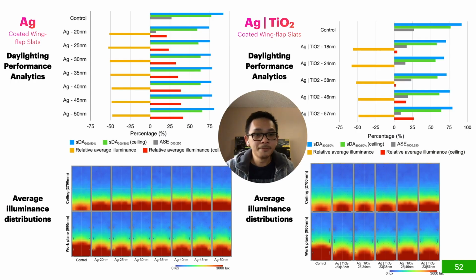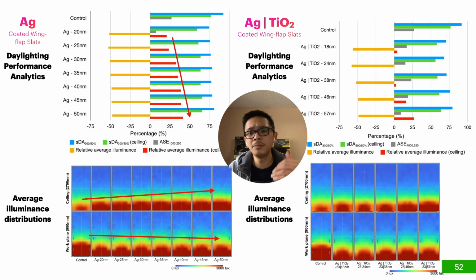So lastly, we skip the flat slat, because the flat slat doesn't have any improvement on the daylight redirecting. But for the wing flat slat, what we can see over here is the increment of the average illuminance at the ceiling. That indicates that part of the daylight is redirected upward to the ceiling, increasing the illuminance at the ceiling. So that tells us about some improvement on the daylight performance and the glare performance.